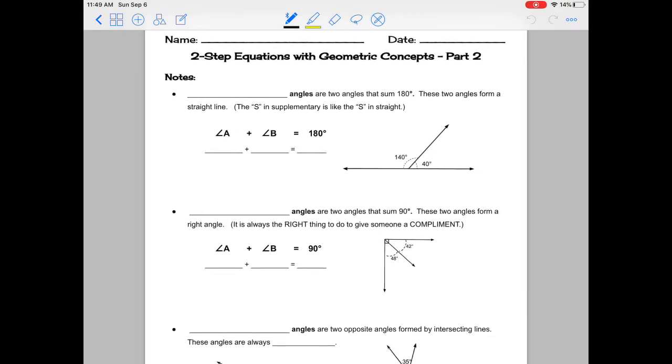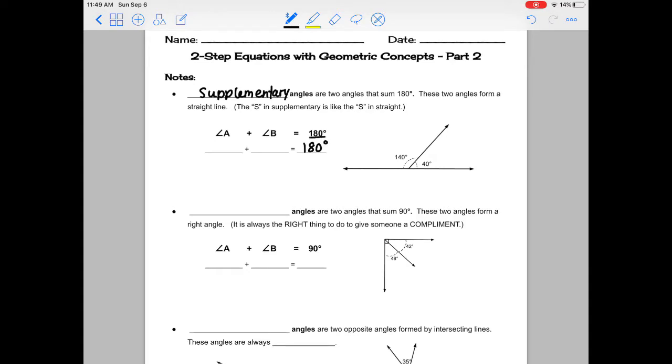It says blank angles are two angles that sum to 180. So this would be supplementary angles: two angles that sum to 180 degrees. These two angles form a straight line. The S in supplementary is like the S in straight. So that's how I remember it. When you see the word supplementary, you know that's the straight line. That's 180 degrees. That's a given. It's always going to be that way.